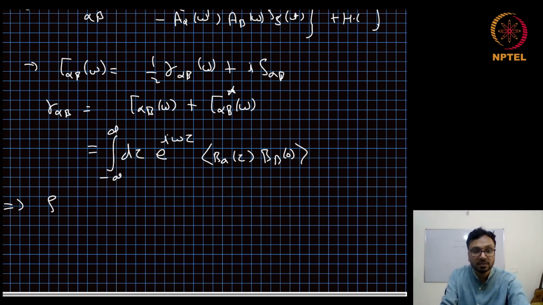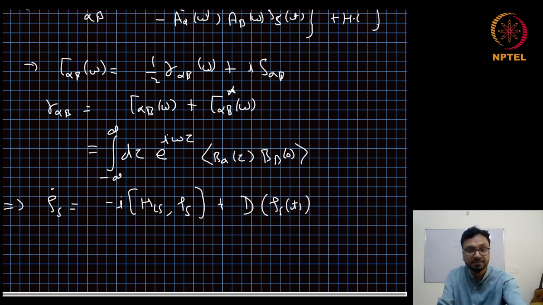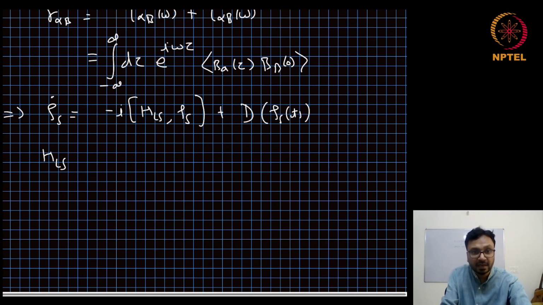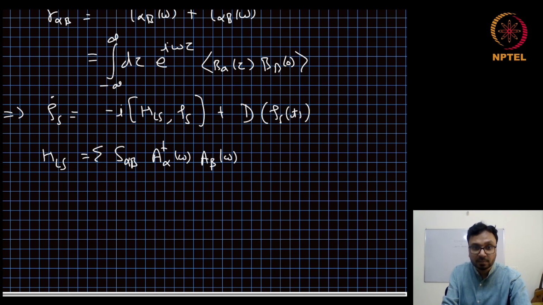And we can write rho s dot to be minus i [H_LS, rho s], we'll define what it is, plus D of rho s at time t, where H_LS is the Hamiltonian for Lamb shift. It's called Lamb shift Hamiltonian. It is given by the sum over alpha, beta, and omega of S alpha beta A dagger alpha omega A beta omega. And this is called Lamb shift Hamiltonian.